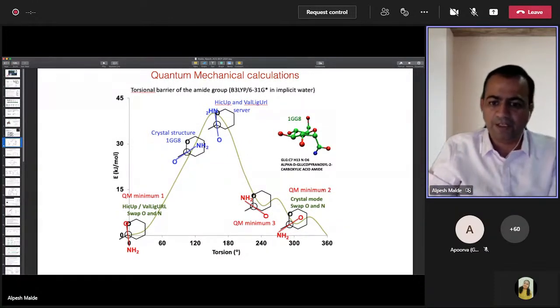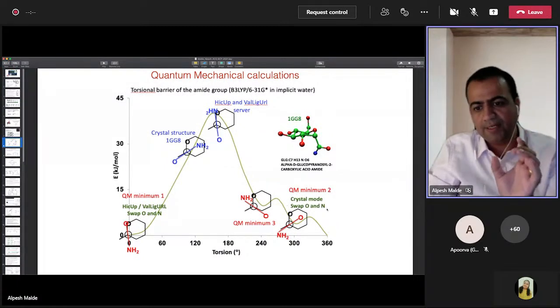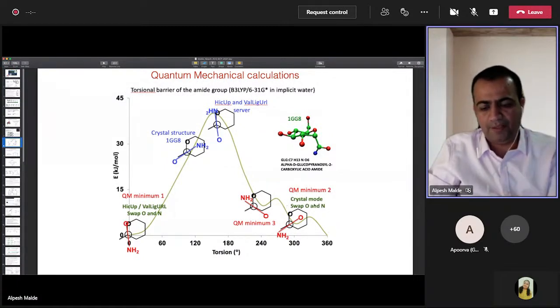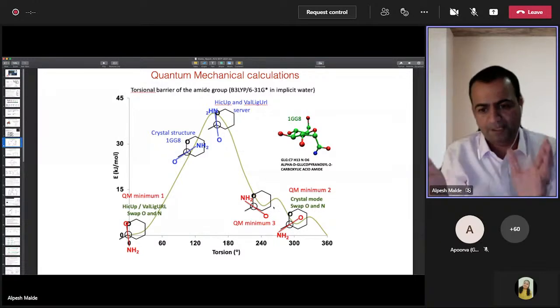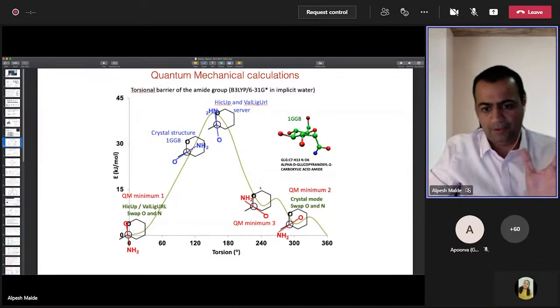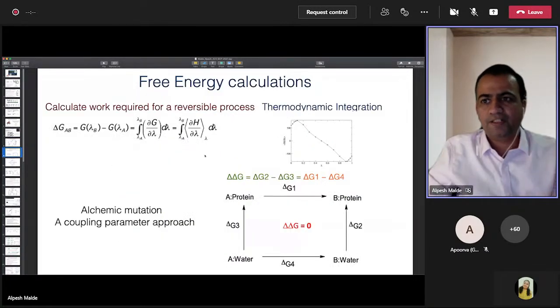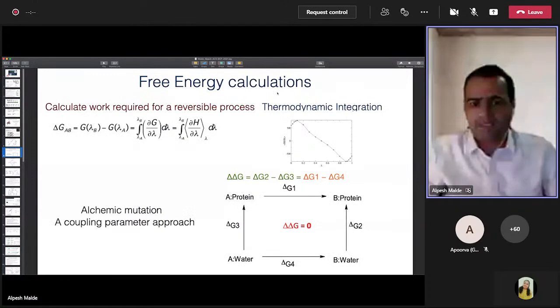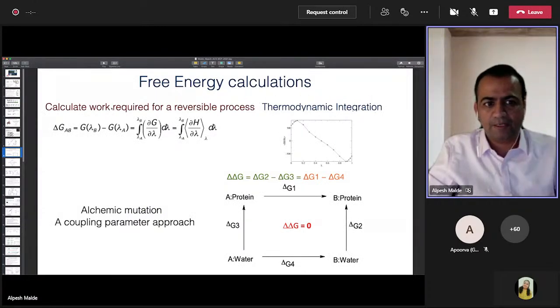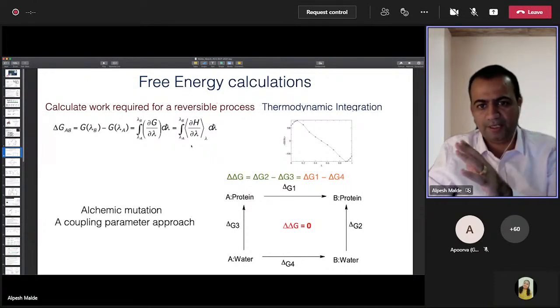So we need to be very sure about exactly how that drug is binding to the protein in the crystal structure. So we took all these possible states and calculated the free energy between those states, all the states when bound to the protein. Now to calculate free energy, we use a method called thermodynamic integration. In this, you calculate the work required for the reversible process of going from one state to another state using a process called alchemical mutation.